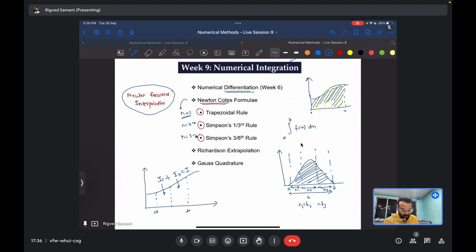So here there are two steps to get the value of I, whereas Simpson's rule can be applied directly with one formula.